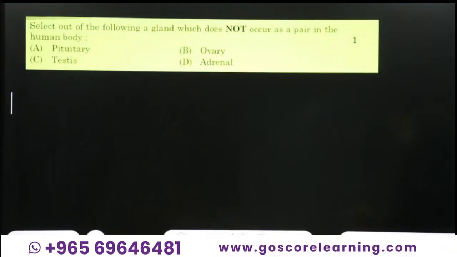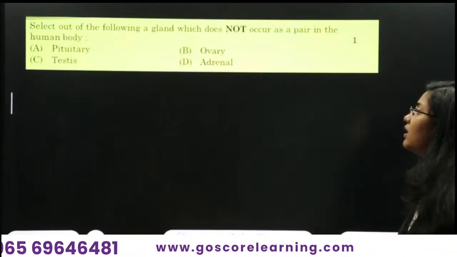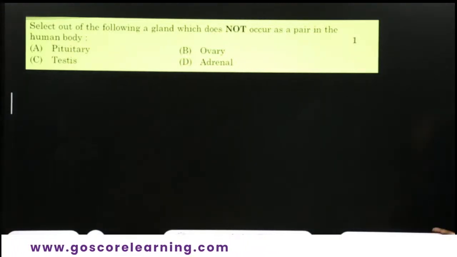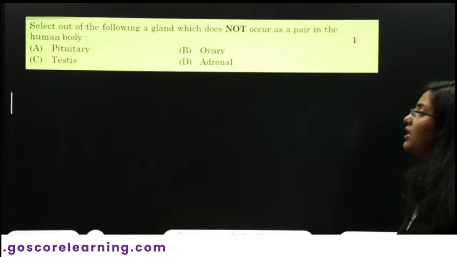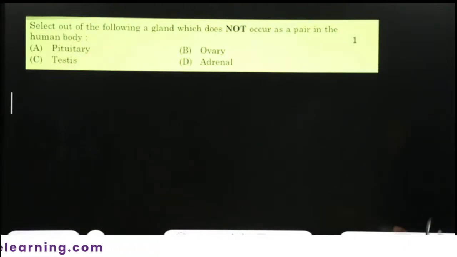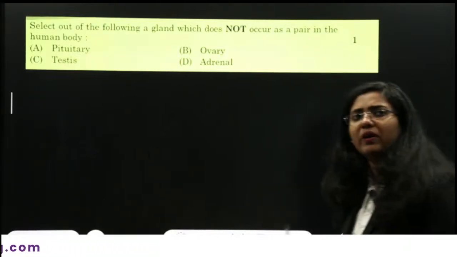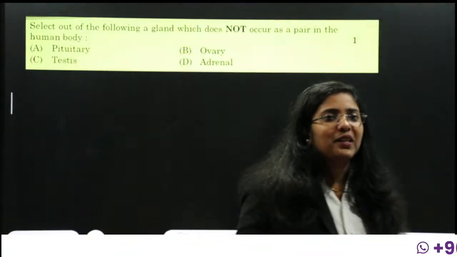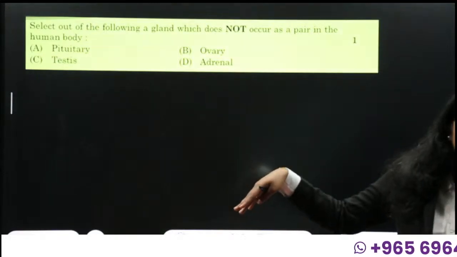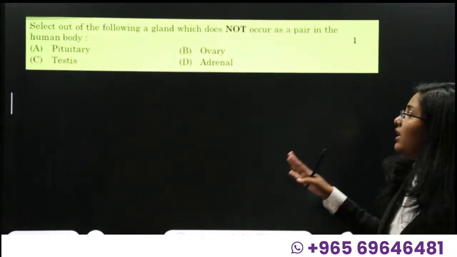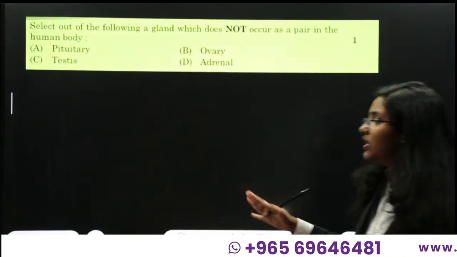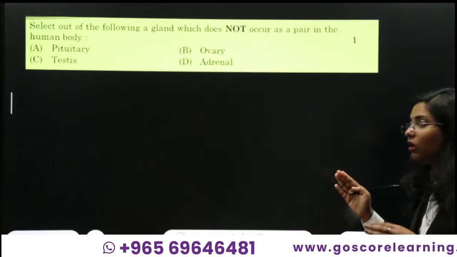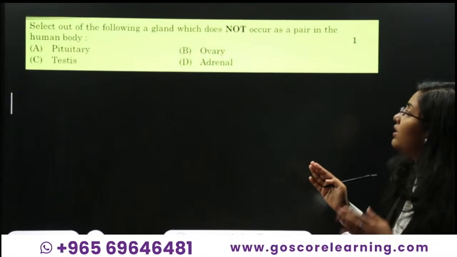The glands given here are the pituitary gland, ovary, testis, and adrenal gland. These are the four different glands. So what is the answer here? Considering the ovary, you know the ovary is in pairs. There are two ovaries, one on the right side and one on the left side. So that is in pairs, so it is not the answer according to the question.